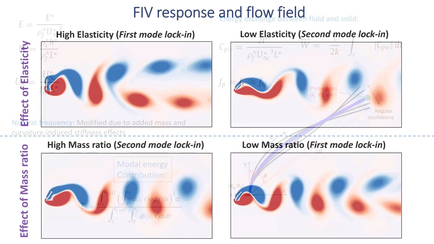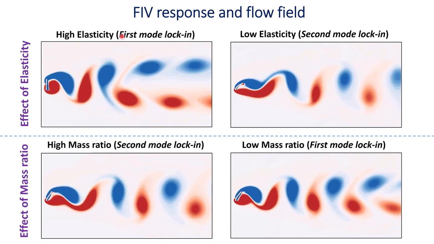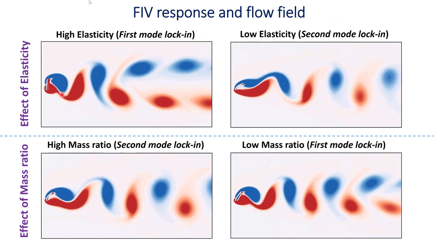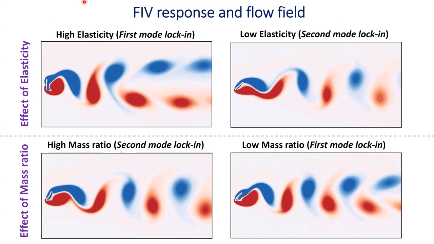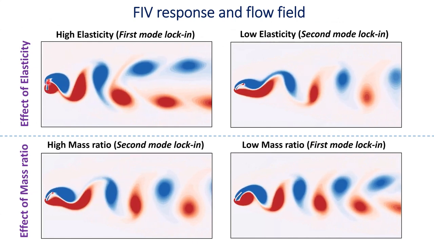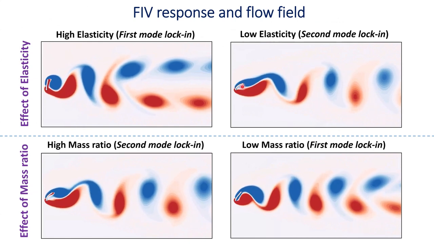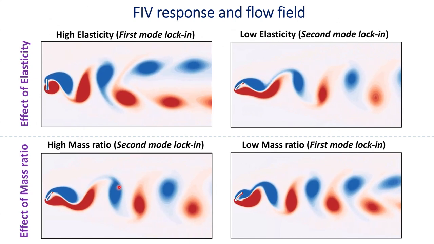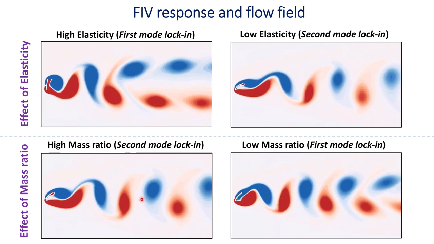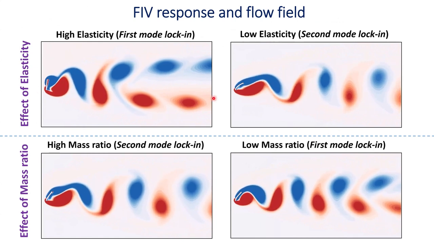So there are different regimes, as you see. We did several simulations: high elasticity, low elasticity, and then high mass ratio and low mass ratio. Of course, we are going to put everything together in terms of the reduced velocity, but you can clearly see here the plate is barely deforming. Here the plate starts to show some nodes, which means it is a second mode lock-in. And this is again a high mass ratio with a second mode lock-in, and this is a lower mass ratio, the first mode lock-in. So we are getting different regimes.